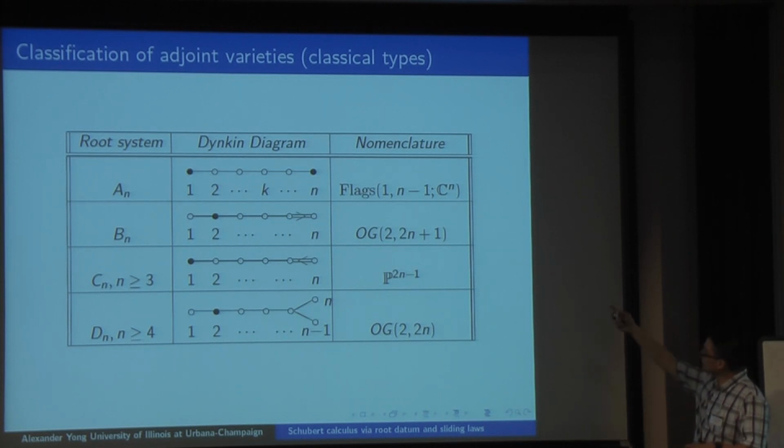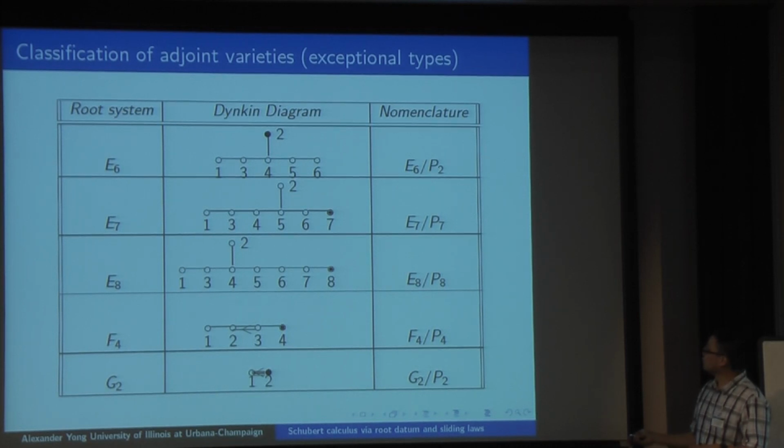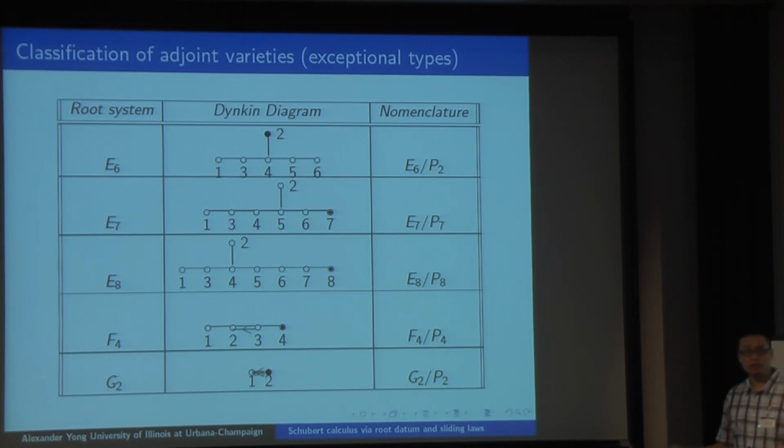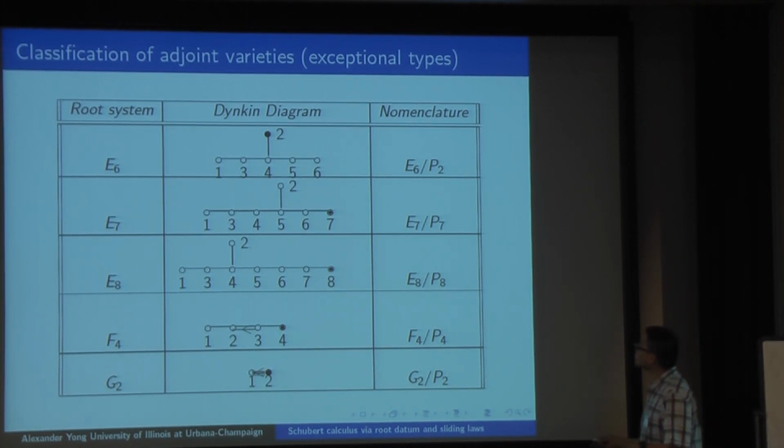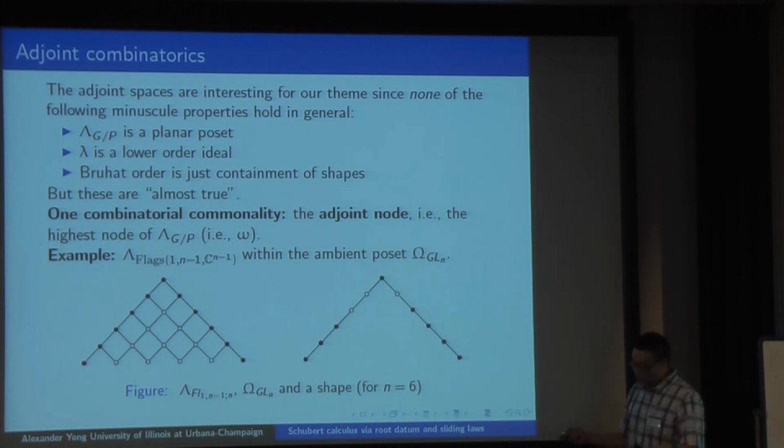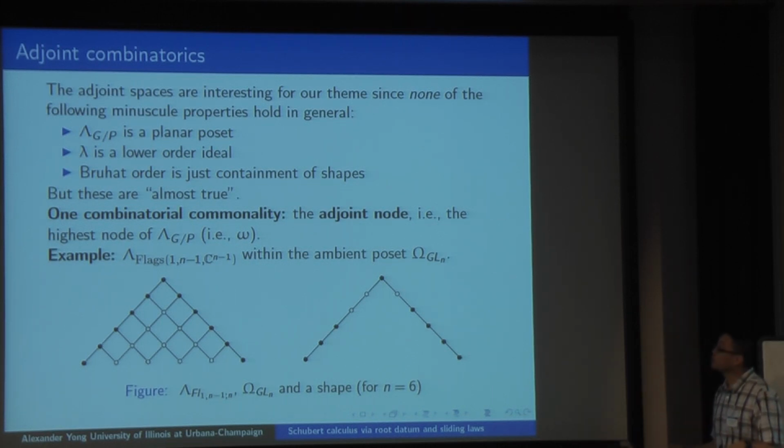Okay, so there's a classification. You get things like a very boring two-step flag variety, relatively speaking, as well as some orthogonal Grassmannians that are not minuscule. And there are also exceptional types as well. So unlike the minuscules, there's actually an adjoint variety for every single case of the Cartan classification. So why is it interesting for our theme, our thesis?